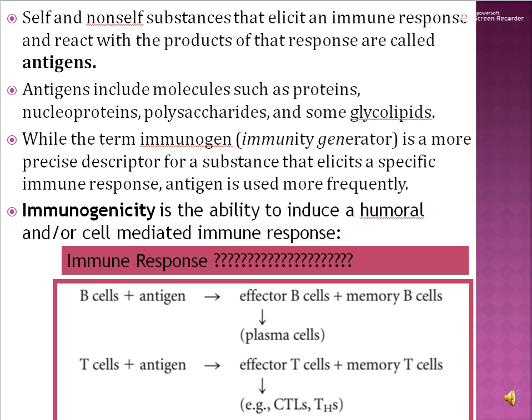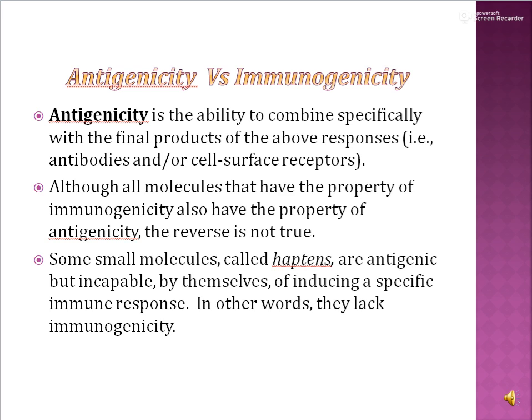Now, what is the difference between antigenicity and immunogenicity? Antigenicity is the ability to combine specifically with the final products of the above responses, that is antibodies or the cell surface receptors and all that. So if you are going to strictly define antigenicity and immunogenicity, you can divide it into two terms. If both immune response induction as well as combining with the products of the immune response is carried out, that means it is immunogenicity. Only if they can combine with the final products of the response, it is referred to as antigenicity.